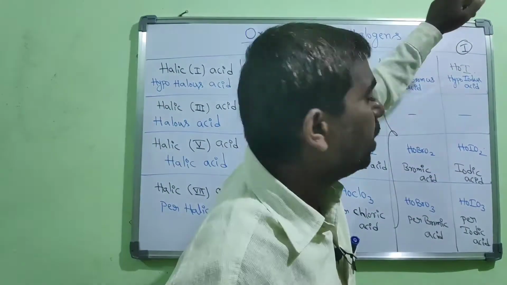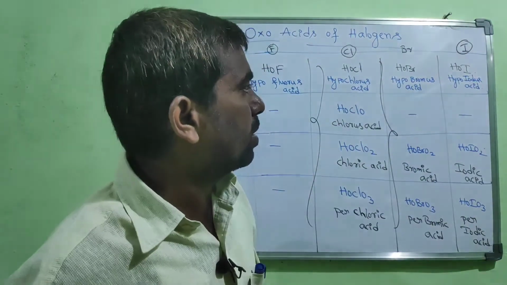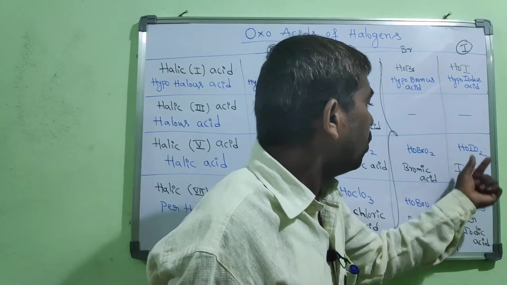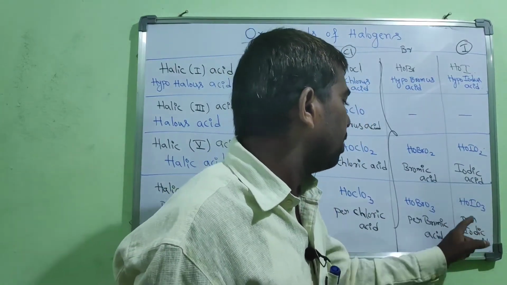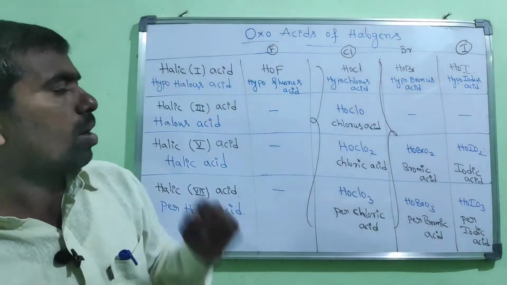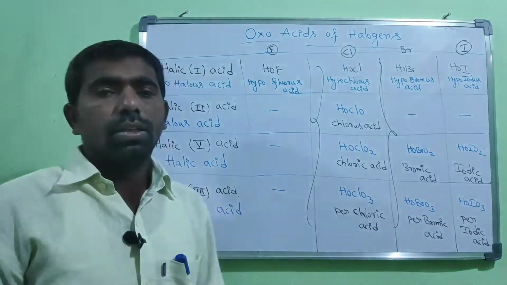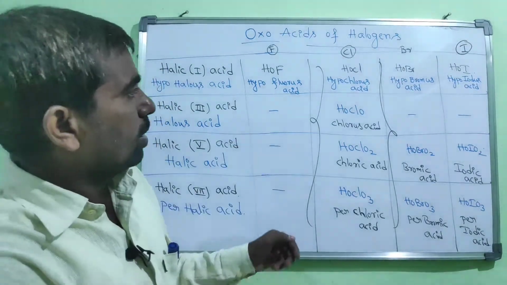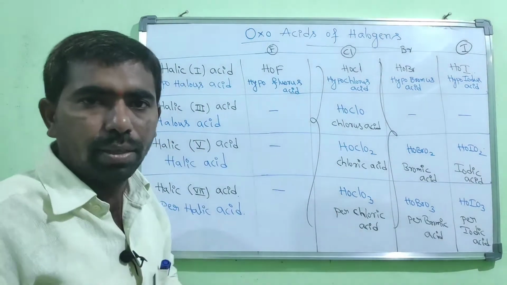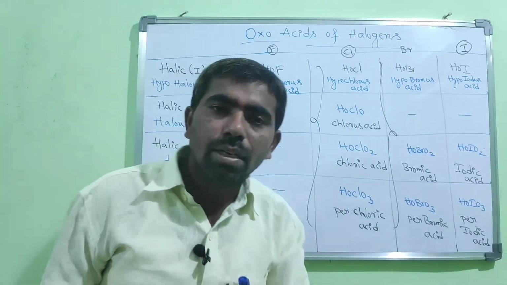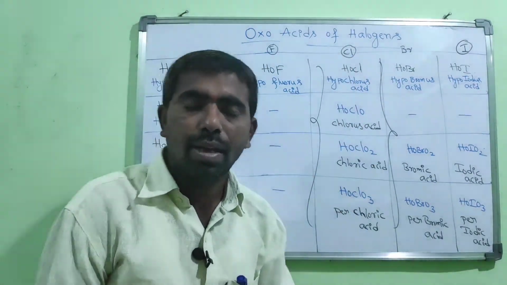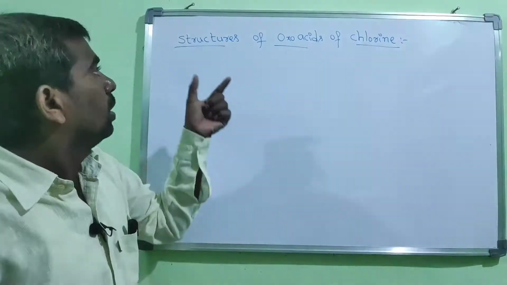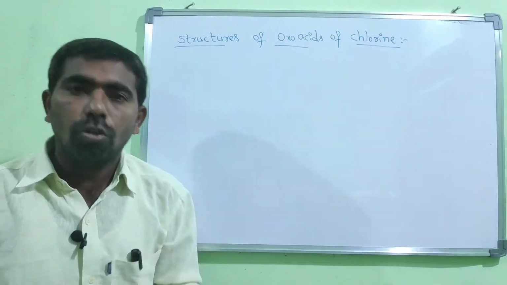And next about iodine. It also forms only three types of oxo acids. They are HOI, hypoiodous acid, HOIO2, iodic acid, and HOIO3, periodic acid. So these are the oxo acids of halogens. In our intermediate syllabus, we will discuss the oxo acids of chlorine only. Now I am explaining the structures of these oxo acids and the acidic strength or acidic character of these oxo acids also. Now the structures of oxo acids of chlorine.